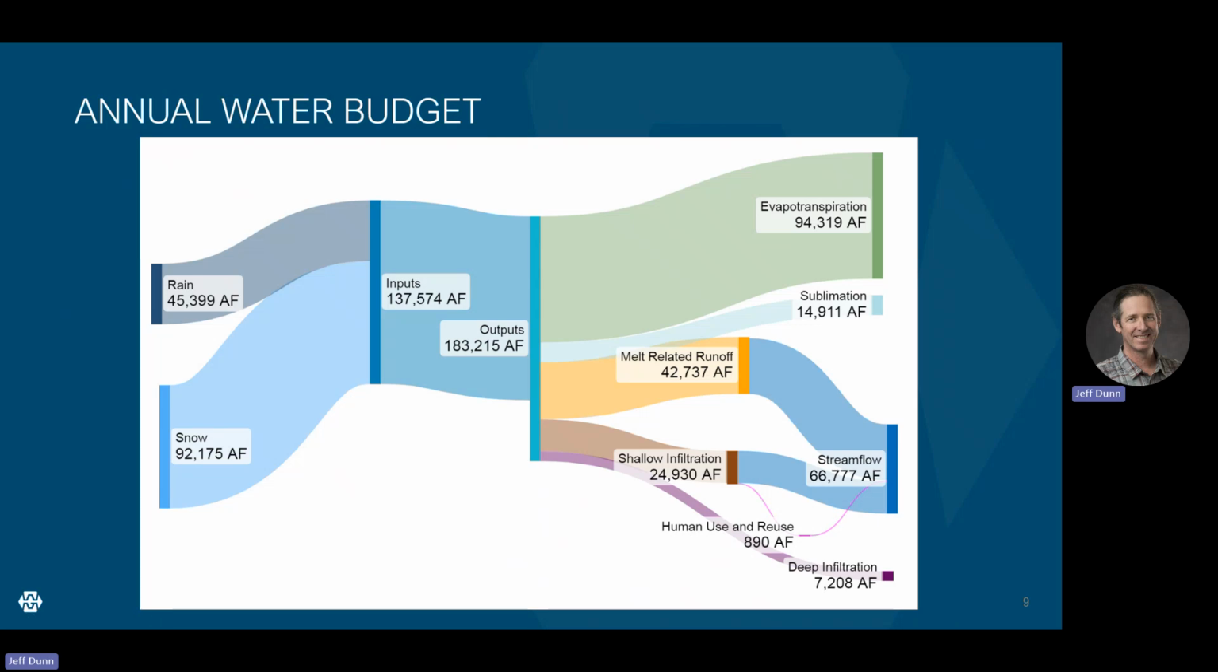Looking at the annual water budget, we have snow as our primary input along with rain. Among outputs, evapotranspiration and sublimation lead the pack, followed by stream flow and melt-related runoff and shallow infiltration, which combined make up stream flow, with this shallow infiltration being our base flow. Deep infiltration drops out of the watershed here at the bottom, and then a small proportion of the overall water budget is comprised of human use and reuse.